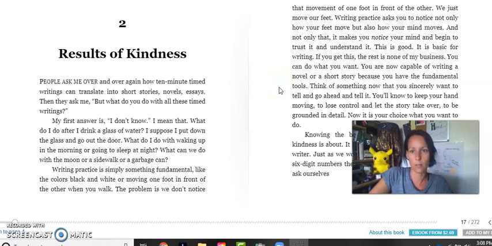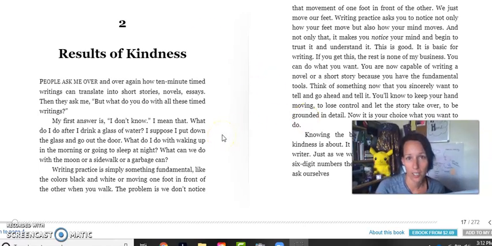Think of something now that you sincerely want to tell and go ahead and tell it. You'll know to keep your hand moving, to lose control, and to let the story take over, to be grounded in detail. Now it's your choice what you want to do.